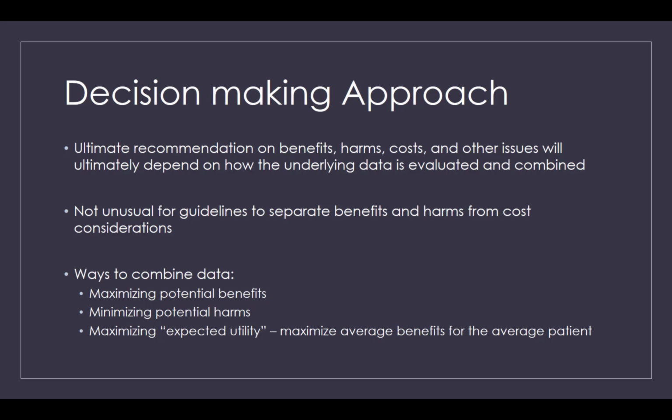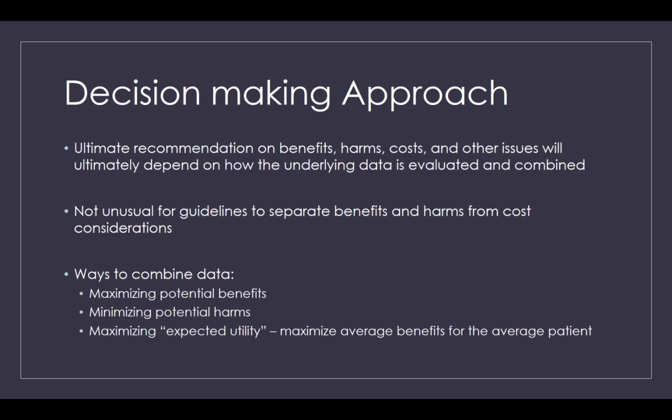It's not unusual for guidelines to separate benefits and harms from cost considerations. That's just based on how it works here in the United States, in which cost is a major issue in medical care. So if they're laid out separately, you can have what's best for most people and what's best for most people who can afford certain medications. There are multiple ways to combine data.